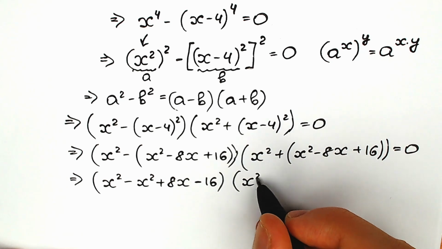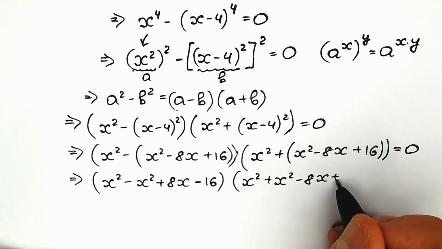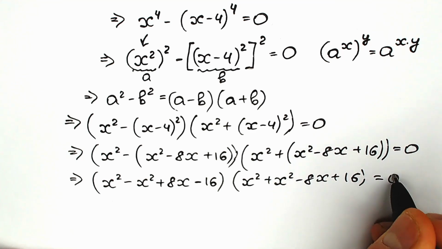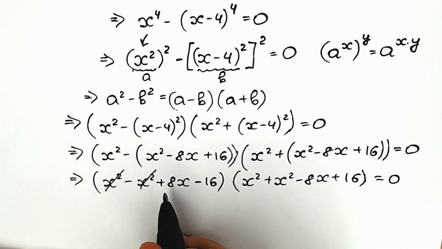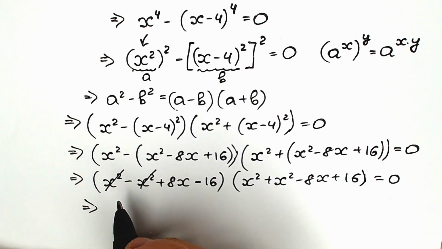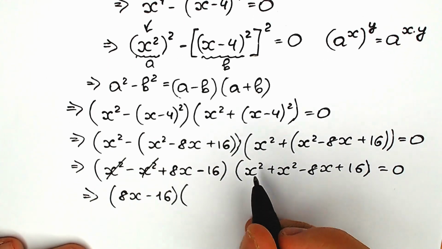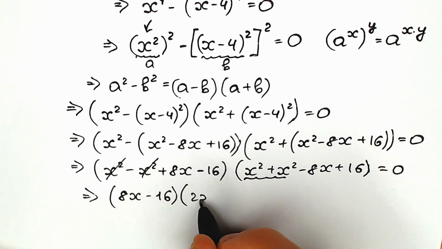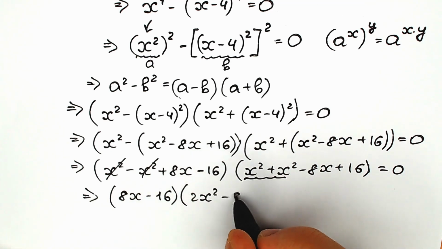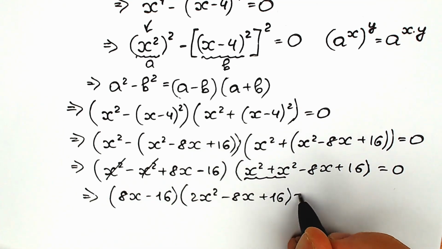Okay, x squared plus ax squared minus 8x and plus 16. Let's simplify this a little bit. As a result, what do we have? We can easily cancel this x squared, and in the first parenthesis we have only 8x minus 16, so 8x minus 16 in the first parenthesis. In the second parenthesis, what do we get? 2x squared, we can easily add it, so we have 2x squared minus 8x and plus 16 equal to 0.